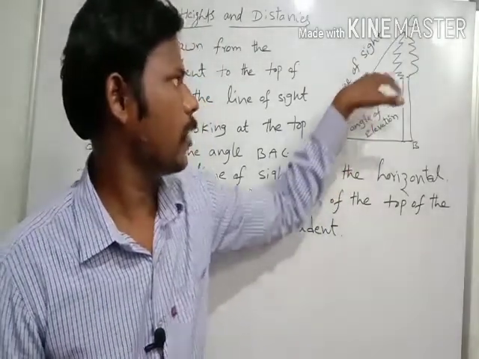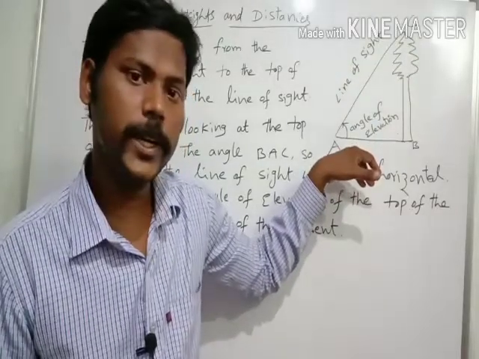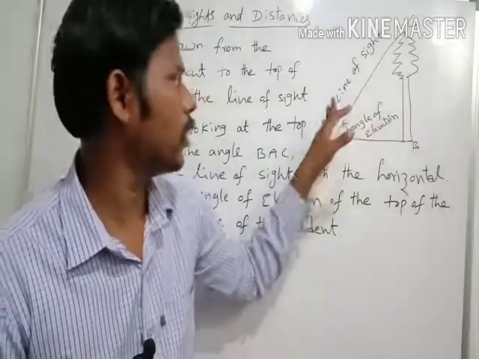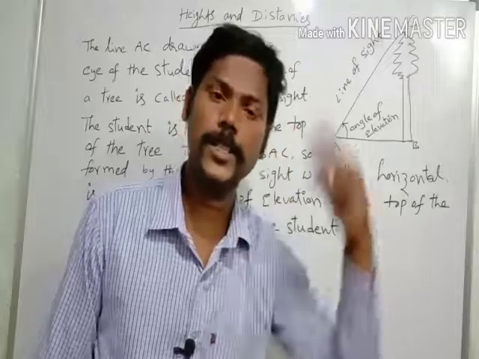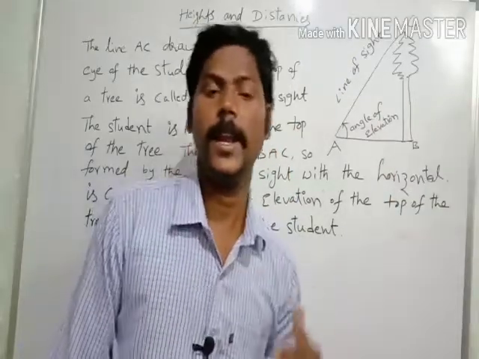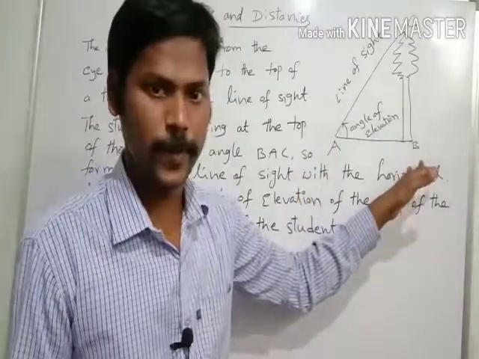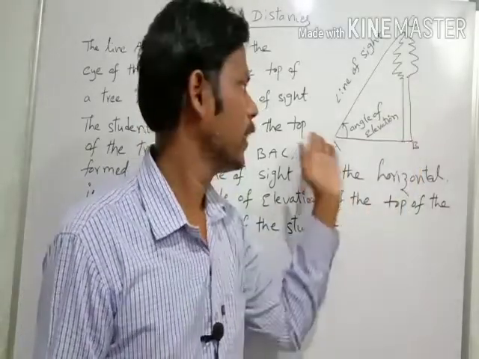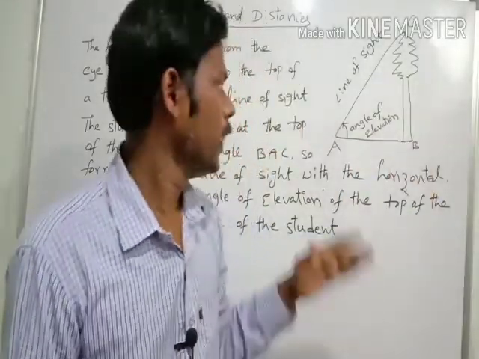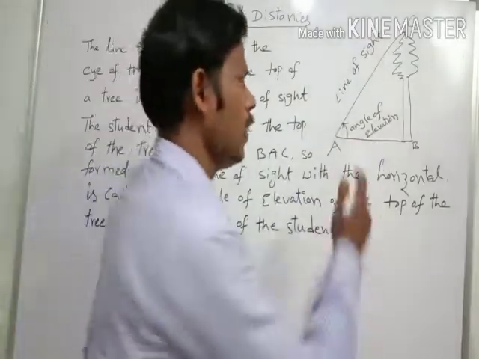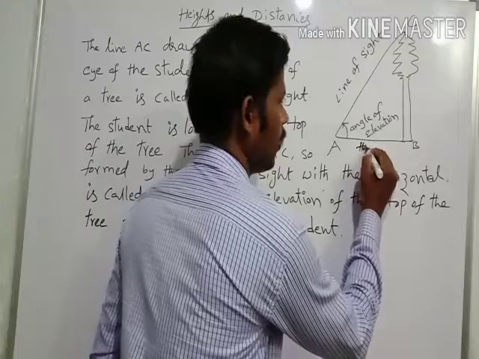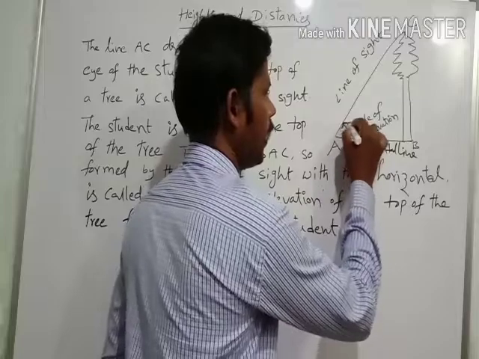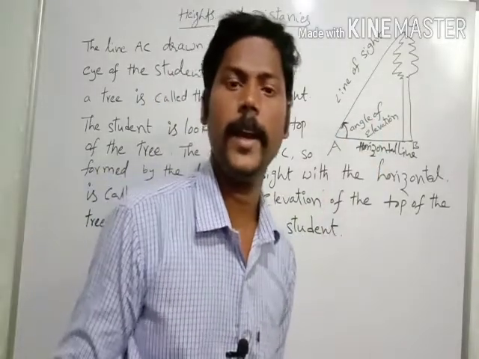So this is C, the line of sight. That means where the student is standing and what he is looking at. If you draw a straight line, that is called the line of sight. What we are seeing, that imaginary line is called the line of sight. Now AB, the distance between the observer and the bottom of the tree, is called the horizontal line. The angle between the line of sight and the horizontal line is called the angle of elevation.